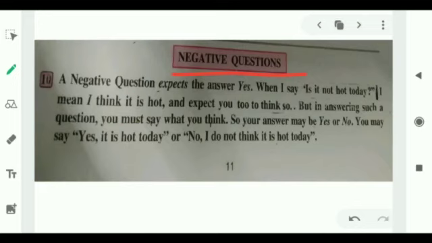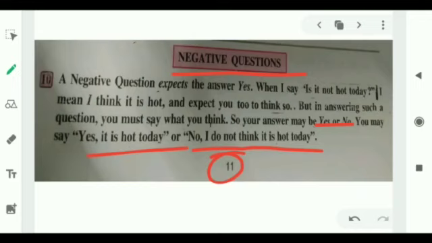Let's read this paragraph on page number 11. So a negative question expects the answer yes. When I say it is not hot today, I mean I think it is hot and expect you to think so. But in answering such a question, you must say what you think. So your answer may be yes or no. You may say yes, it is hot today, or you may say what? No, I don't think it is hot today.